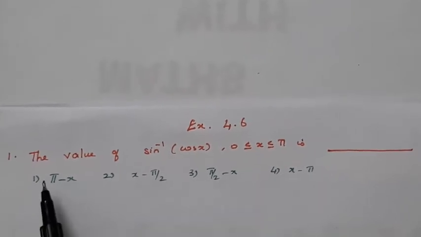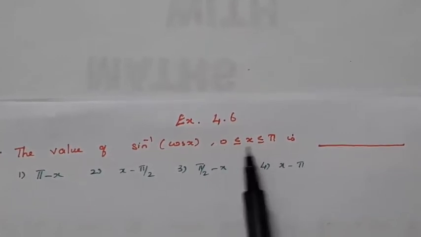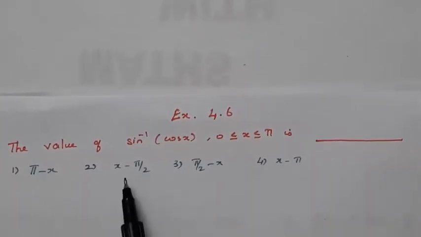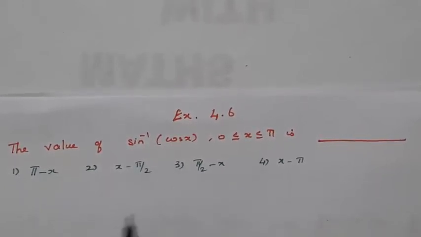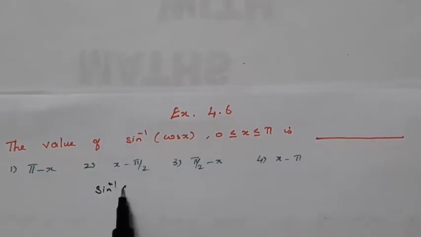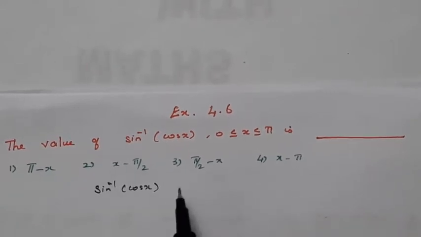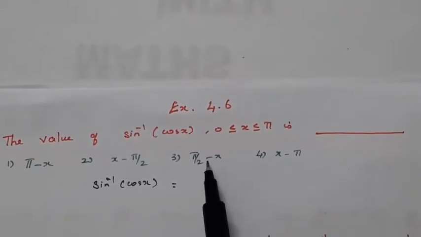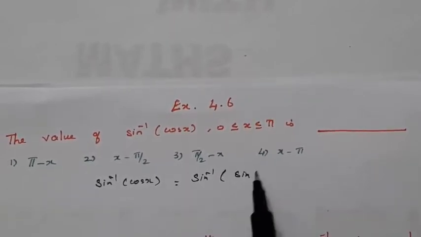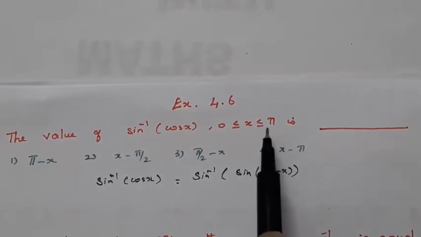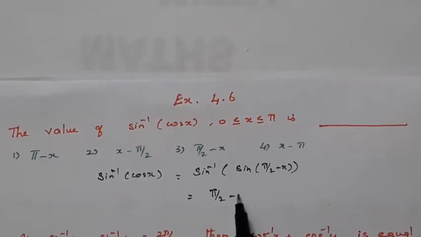Exercise 4.6. The first objective question: the value of sine inverse of cos x, where x lies between 0 to pi, is dash. Options are pi minus x, pi by 2 minus x, and x minus pi. There is a direct formula by the remark, that sine inverse of cos x is equal to pi by 2 minus x. Or you can write sine inverse of cos x as sine inverse of sine of pi by 2 minus x, where x lies in the first 2 quadrants, and therefore it will be equal to pi by 2 minus x.